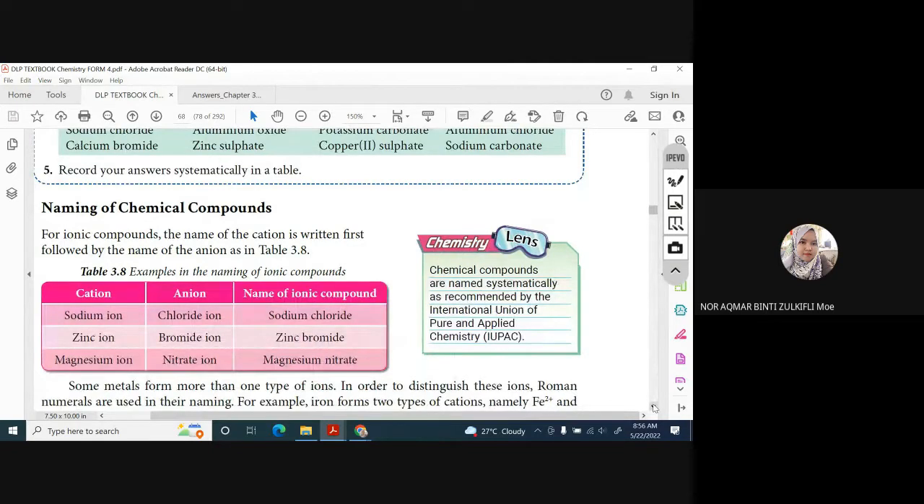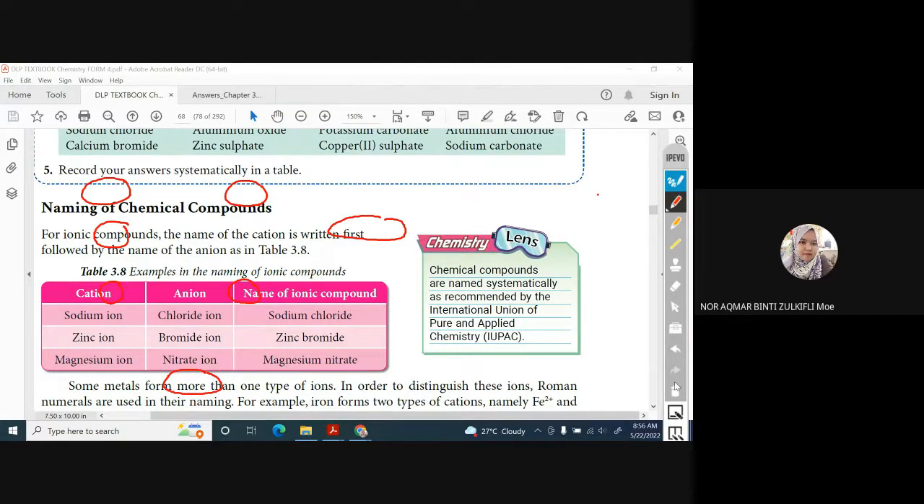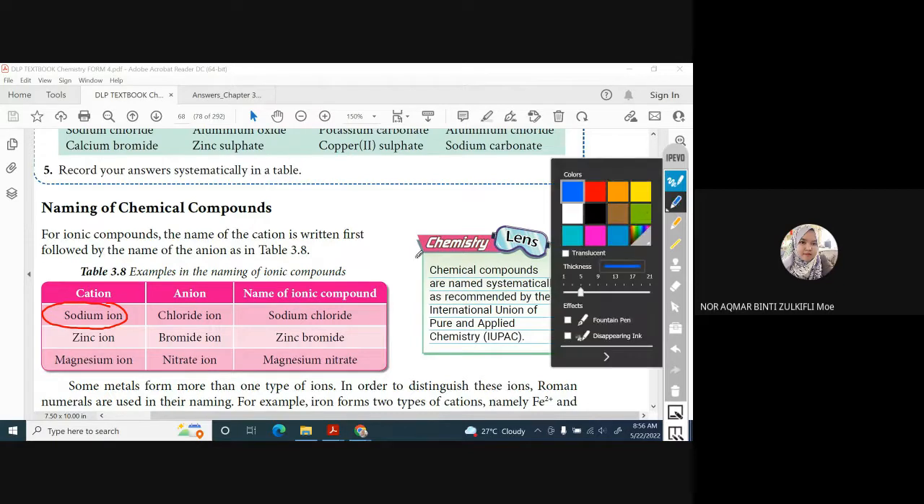Okay, this is naming of chemical compounds. So just now, sodium chloride, right? Tengok, that's why cikgu cakap dia sangat familiar. Okay, sodium ion combined with chloride ion. So this is positive, this is negative. When we combine together, it becomes sodium chloride. Zinc ion, bromide ion, zinc bromide. Magnesium ion, nitrate ion, magnesium nitrate. Okay, ini naming sajalah.